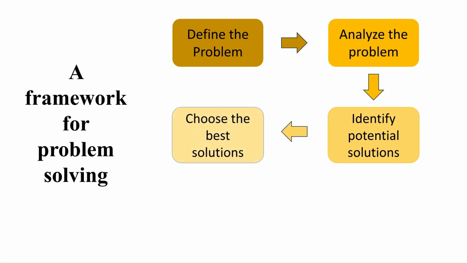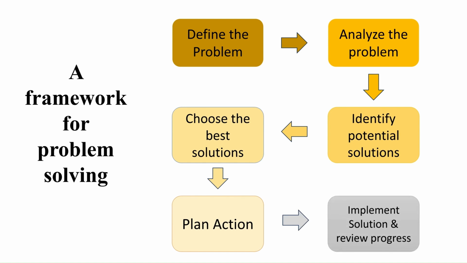Fourth, choose the best solution. Choose the most suitable solution based on the evaluation. Develop a detailed plan outlining the steps for implementation, resource allocation, and timelines. Fifth, plan action. Put the chosen solution into action according to the outlined plan. Sixth, implement the solution and review progress.